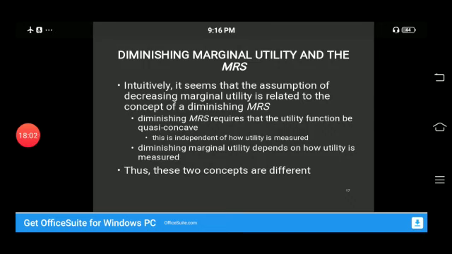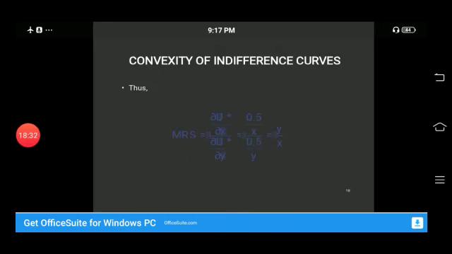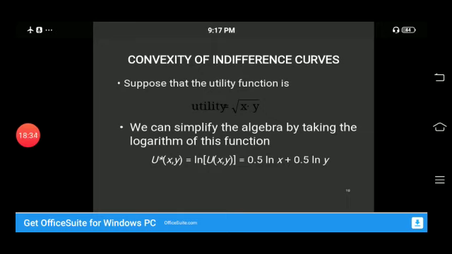Diminishing marginal utility and the MRS. Intuitively, it seems that the assumption of diminishing marginal utility is related to the concept of diminishing MRS. Diminishing MRS requires that the utility function be quasi-concave. This is independent of how utility is measured. Diminishing marginal utility depends on how utility is measured. These are two different concepts: convexity of the indifference curve, and we will discuss the other one.